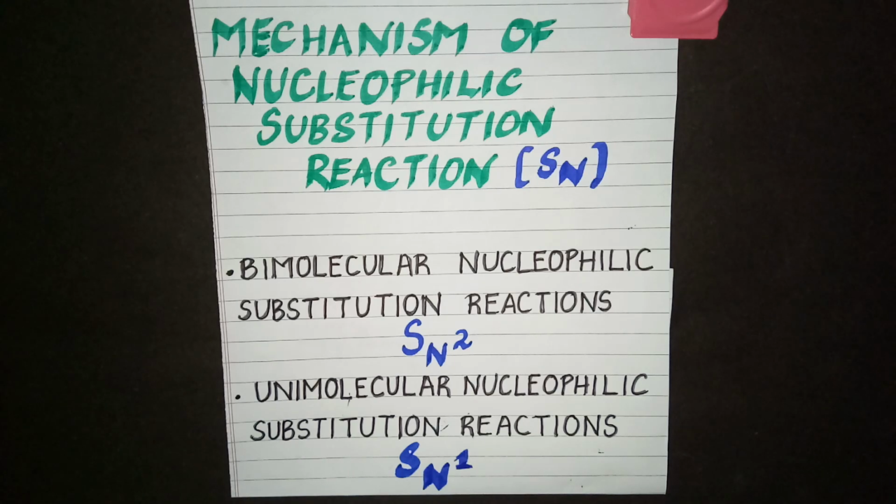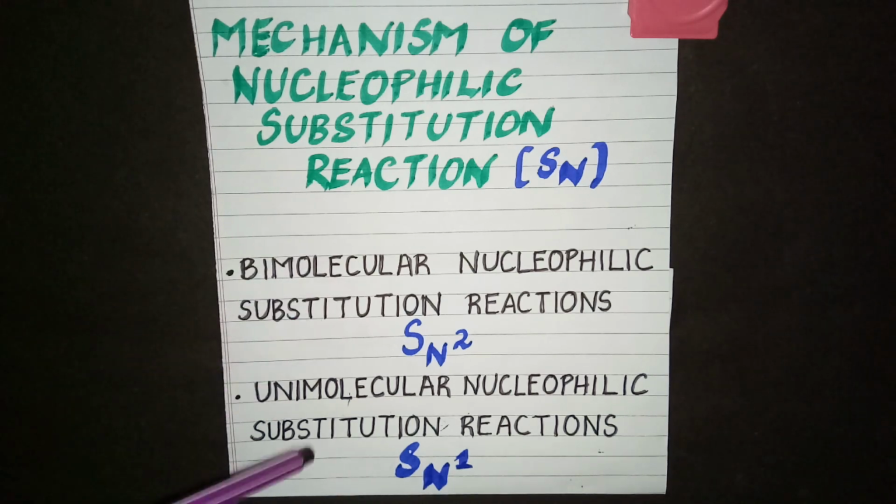Guys, in this video we are going to see the mechanism of nucleophilic substitution reaction. In the previous video we have seen the different chemical properties of haloalkanes, and in that process we have seen how haloalkanes undergo nucleophilic substitution reaction. So in the nucleophilic substitution reaction, what will be the attacking agent? Nucleophiles. So we are going to see how this nucleophilic substitution reaction is going to happen.